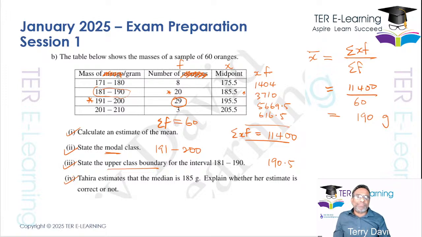This next one here: Tahira estimates that the median is 185. Explain whether her estimate is correct or not. So Tahira estimates that the median is 185. State whether she's correct or not. What do you all think? From the table here, we can actually estimate what the median is.